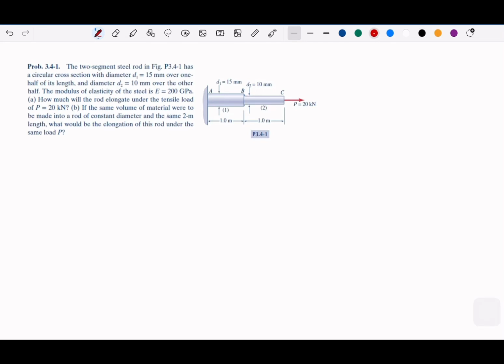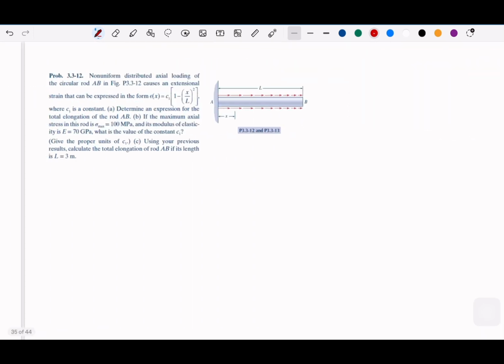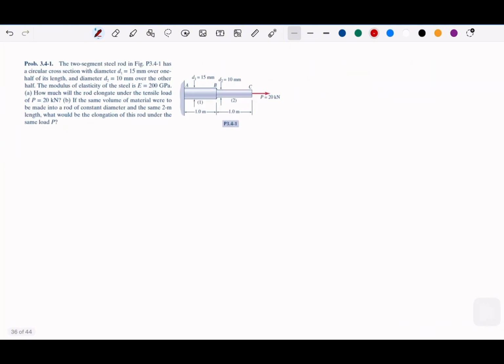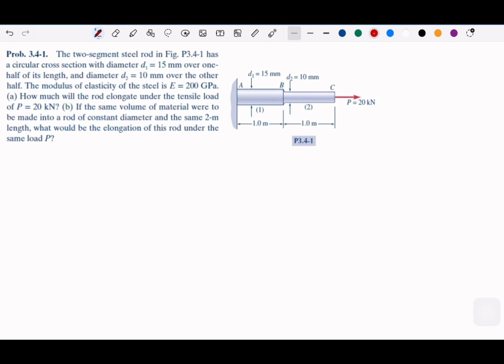Okay, I think we can start by looking at this problem 341. I have two earlier problems, but I think I will skip this part for a while, because most likely our problems in the exams will be similar to this kind of question.